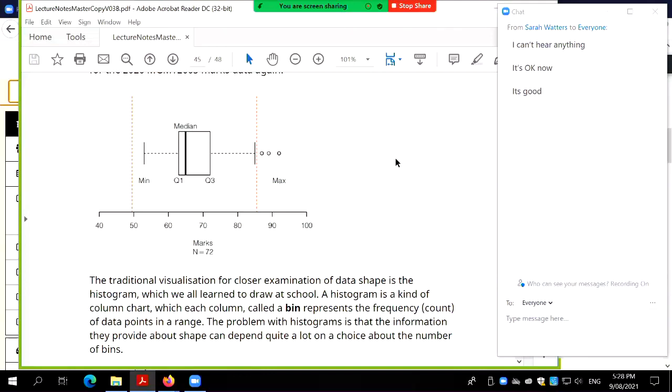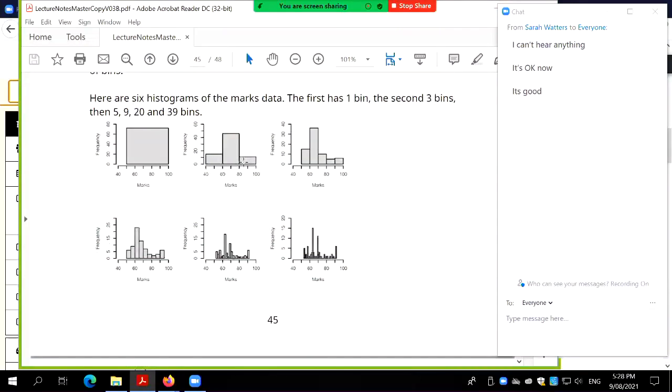The next step with a single quantitative variable is we usually want to try and get a bit more understanding of its shape. Now, the traditional visualisation that we used for that is the histogram. And I'm sure all of you at school had to learn to draw histograms, probably by hand, and also, I imagine, using Excel or something. So these have been around forever, and they were popular because you can draw them by hand. And there's even a version of them called a stem plot, where the histogram is drawn with the data, with the numbers.